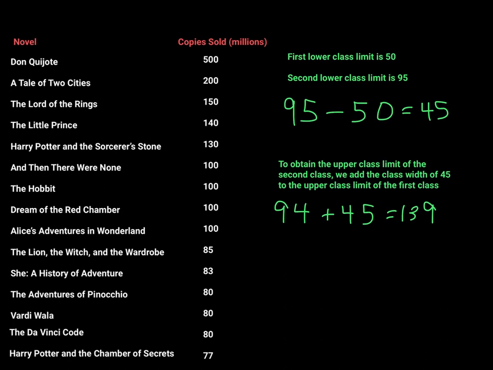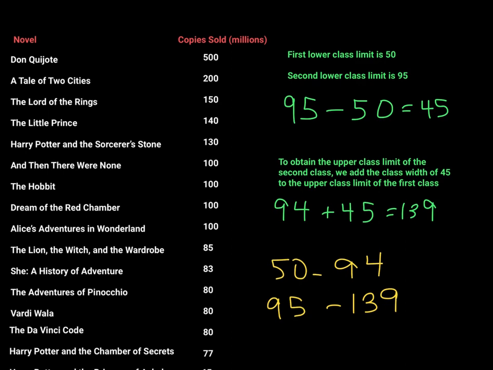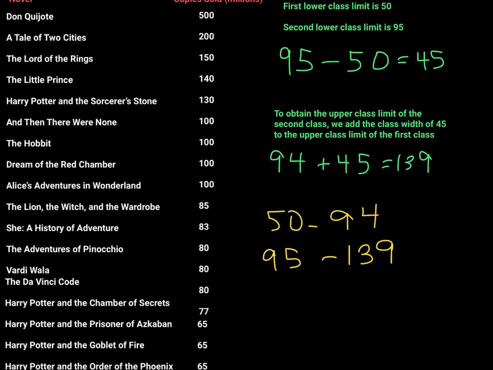What we have is for the very first class, 50 through 94. That was given, right? The second class will start at 95 and go all the way through 139. This is the second class. Again, now to get the third class, we can follow this technique.